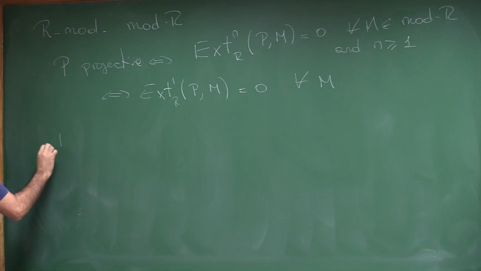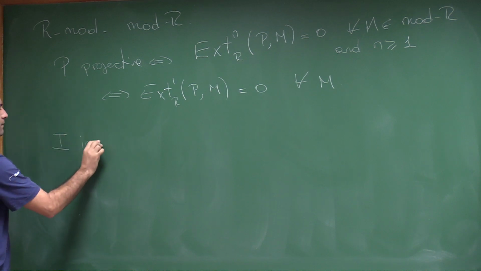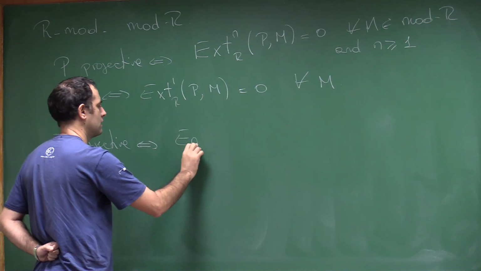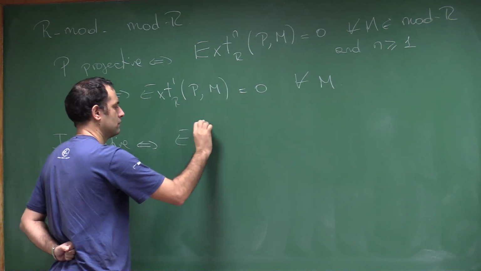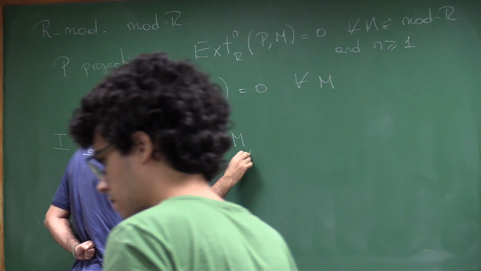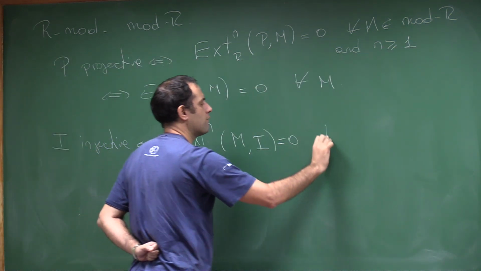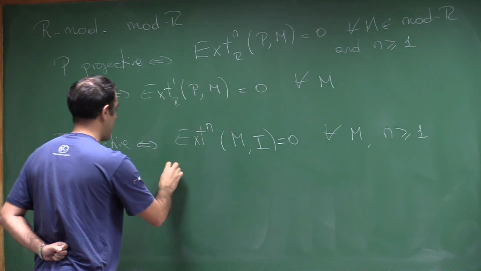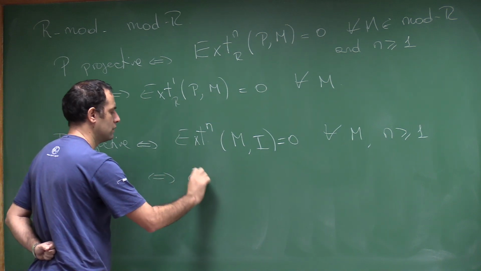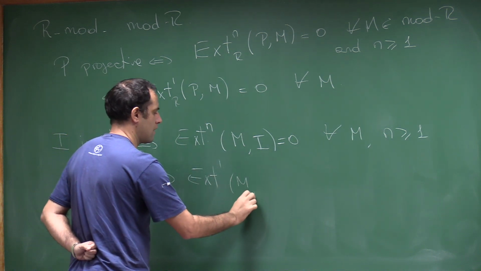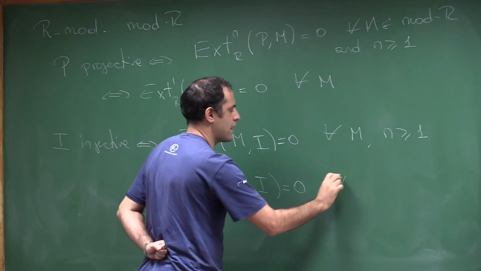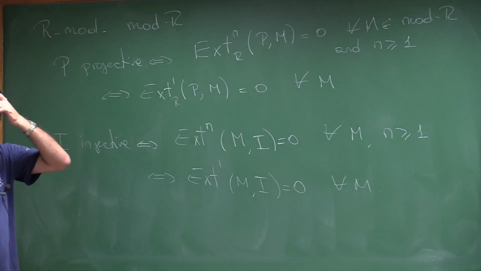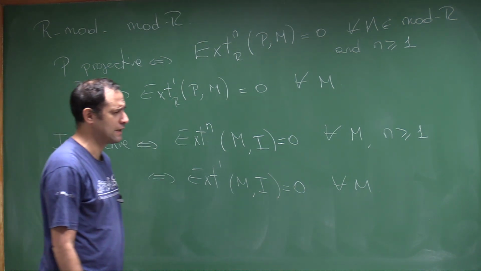The same thing for injectives. I is injective if and only if Ext^n(M, I) is equal to 0 for every M and n bigger or equal than 1. But then this is if and only if Ext^1(M, I) is 0 for every M. And of course, this implies this, but then the comeback is something we proved last time.